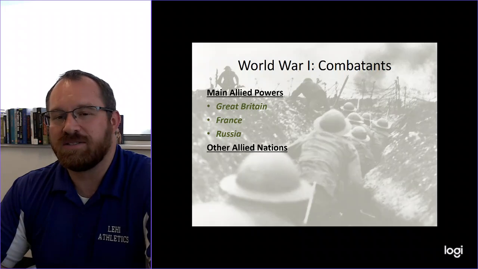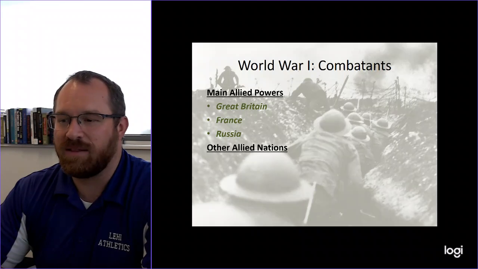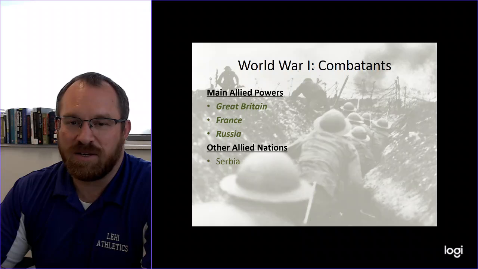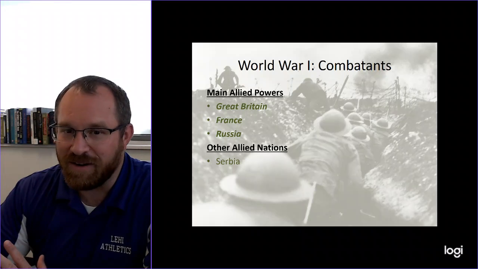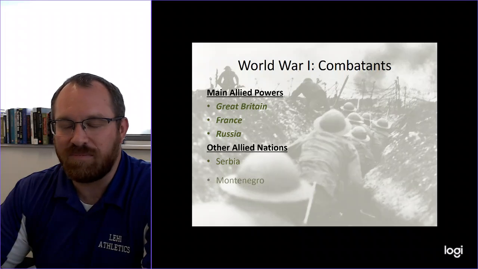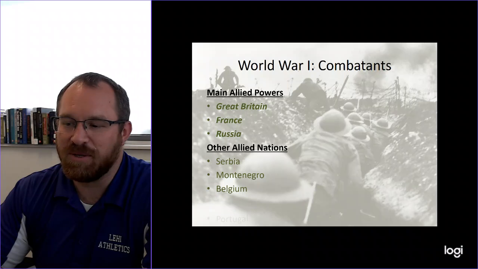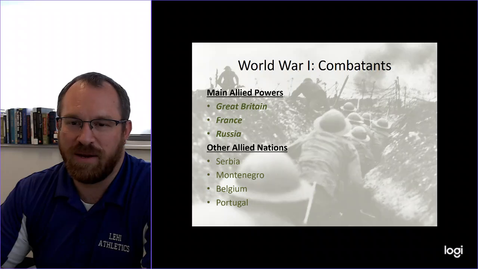But other Allied nations you need to know, and this is part of the reason why people say, well, why didn't the Allies just win? It seems like they had everybody on their side. Serbia, arguably the country that you could say started the war, although again, not completely fair to say, but between them and Austria-Hungary, yeah. You get Montenegro, Belgium, and Portugal. These are the countries that are just right there at the very beginning, you could say.